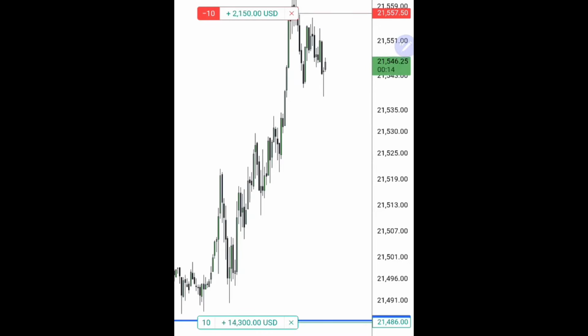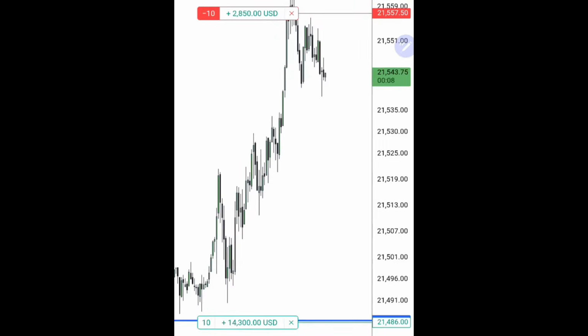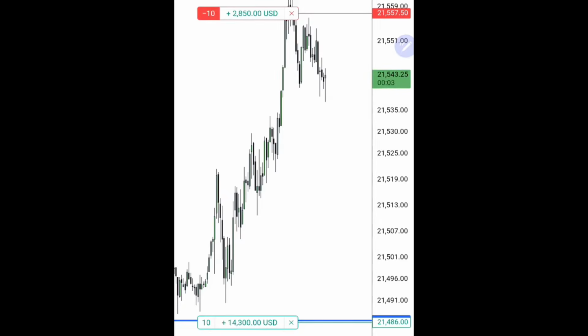This is a framework that repeats day after day in the market. By the end of this video, you'll see how the Silver Bullet setup can give you confidence, structure, and clarity when you trade.